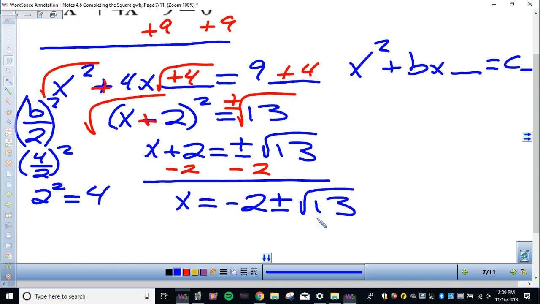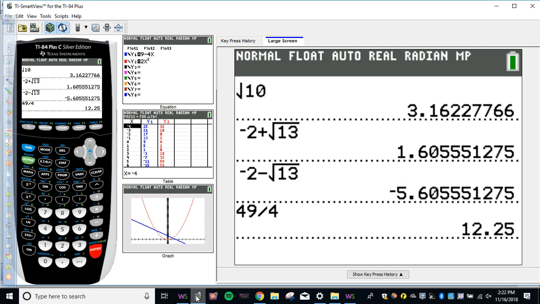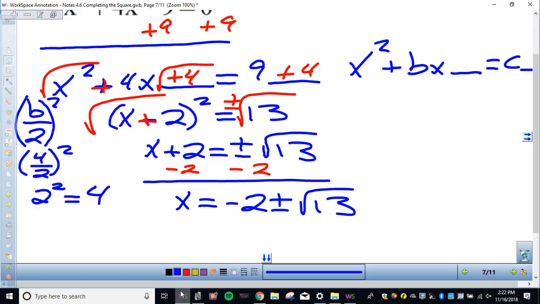If you need to solve for decimals, like on SAT or anything like that, you can just do it like this, right? Negative 2 plus square root of 13, you get that. And then you can hit second enter and plug this in again and just switch the sign here to minus, and then you get that negative 5.6. You might see that on SAT where they give the decimal equivalent. That's fine. You can do it like that.